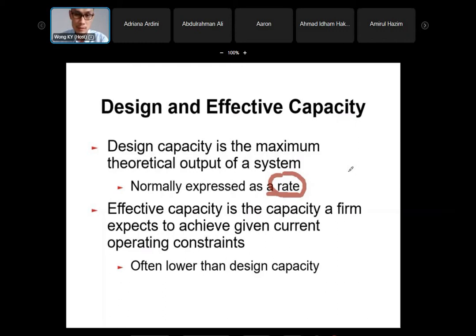If you drive on the highway and follow the speed limit, the maximum you can go is only 110 km per hour. That 110 km per hour is like the effective capacity. 220 km per hour is the design capacity of the car, but given the current operating constraints, you can only drive up to 110 km per hour. So effective capacity is normally lower than the design capacity.